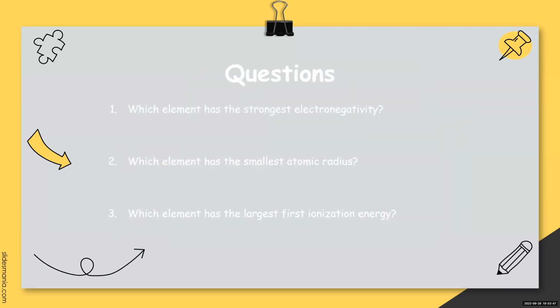Okay, next question. Which element has the smallest atomic radius? So I think helium. Helium. William? Yeah.